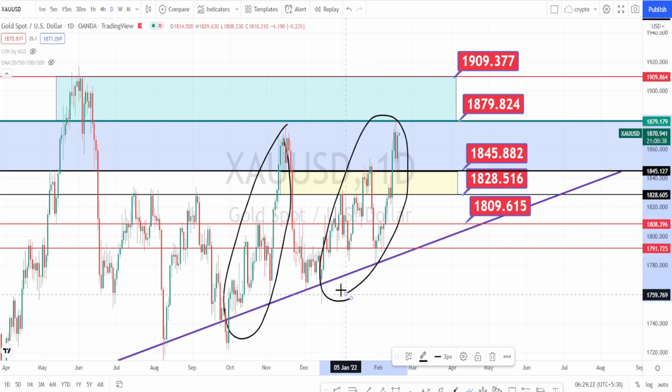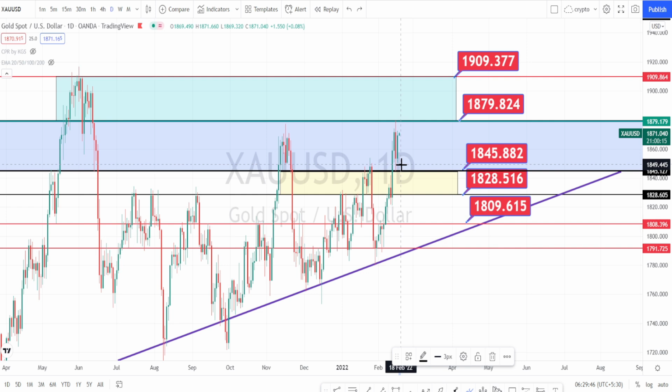If it is correct, we can expect some sort of consolidation similar to this one to be happening over here, then a trend reversal and retest on this trend line or the support line. First the price action has to break this support level of 1845, and the next level of support is going to be 1828 to actually give a confirmation on the bearish trend reversal. Currently the price action is still in a very strong bullish trend.